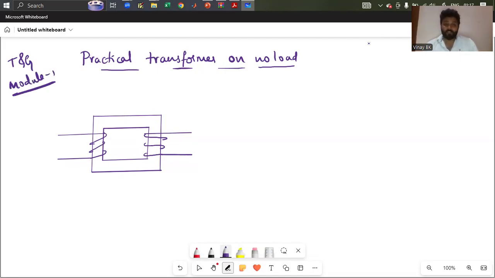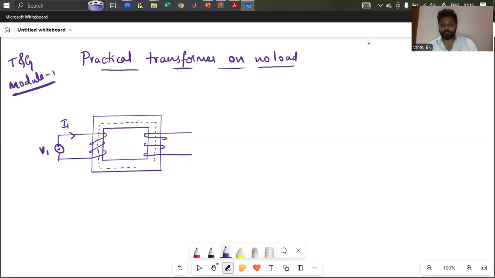Okay, so let us consider a transformer which is having a primary winding and a secondary winding. It is connected across voltage source V1. Whenever the supply is given to the primary winding of the transformer, current starts to flow, that is I1. Due to the flow of this current, flux is produced. To get the direction of flux, we'll be using the thumb rule. The flux will be produced, and this flux is linking with the secondary winding of the transformer.